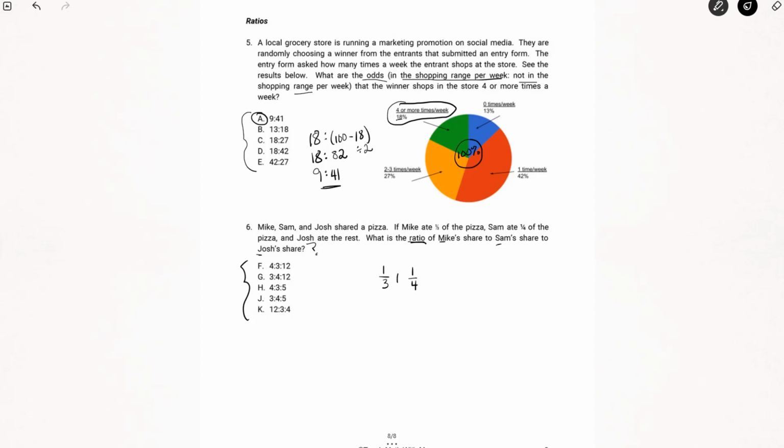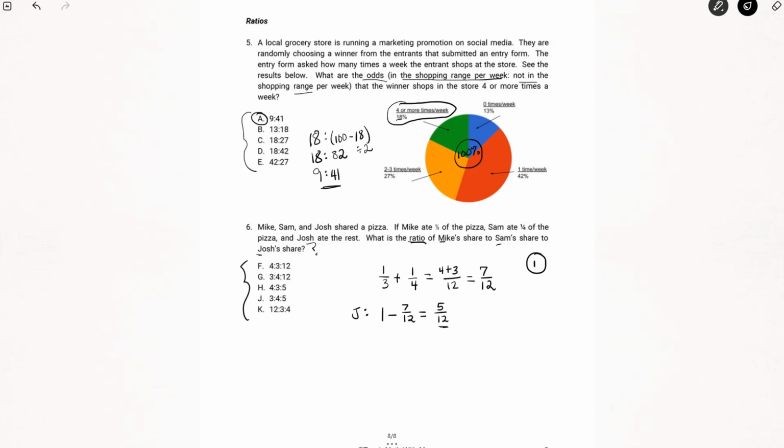So we could go ahead, let's add this up. These are fractions. I can plug this into my calculator, or I can get a common denominator. 3 goes into 12, 4 times, and 4 goes into 12, 3 times. I can add these, 7/12. That's how much Mike and Sam ate together. And I know one whole pizza, the total, equals 1, so I could subtract 1 minus 7/12 to find out how much Josh ate. And 1 minus 7/12, that's the same as 12/12 minus 7/12. That is equal to 5/12. So Josh ate 5/12 of the pizza.